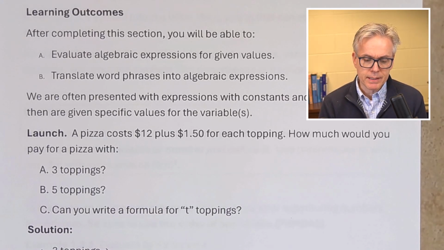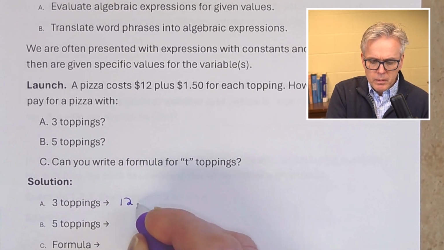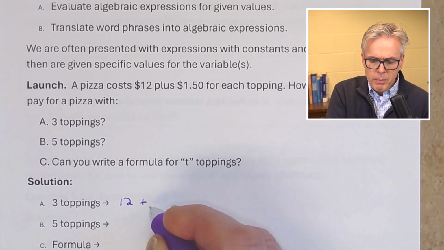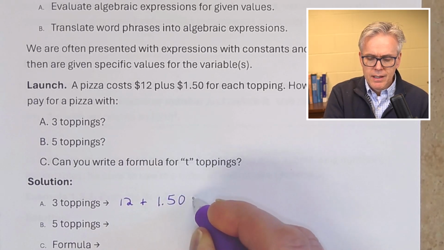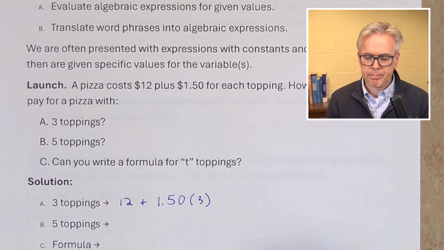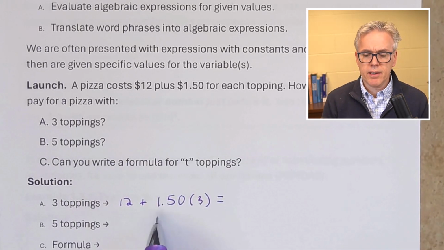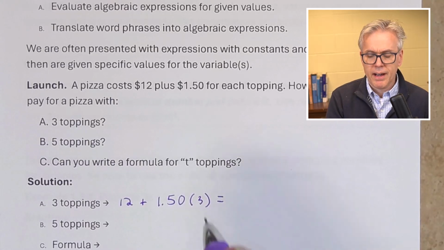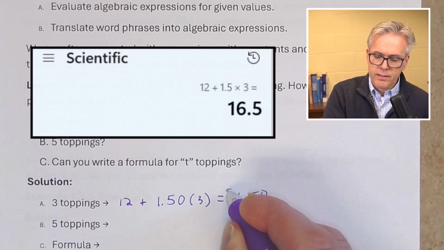So for 3 toppings, how can we figure this out? Well, it's $12 plus $1.50 for each topping. So ours is $1.50 times 3, and I'll use parentheses for 3. And that's going to give me my total. So in the calculator, we can push 12 plus 1.5 times 3, and you'll end up getting $16.50.